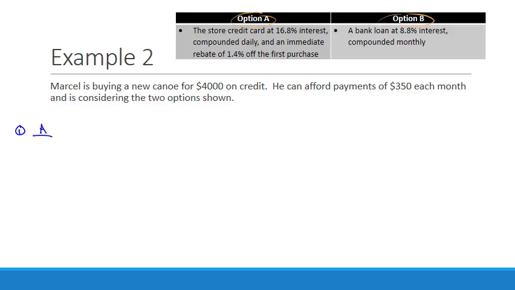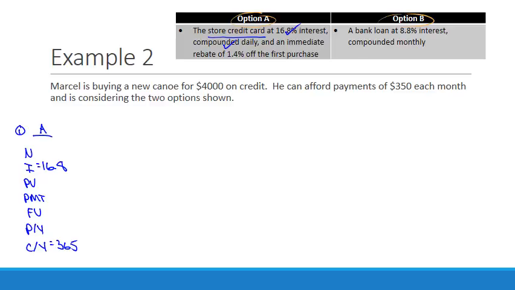Okay, option A. It's a store credit card, it says. So store credit card, we talked about it already. Credit cards are always regular payments. Write this down. Okay, so 16.8% interest. Got it. Compounded daily. Got it. Immediate rebate of 1.4% off the first purchase. Okay, and we'll assume this is the first purchase.